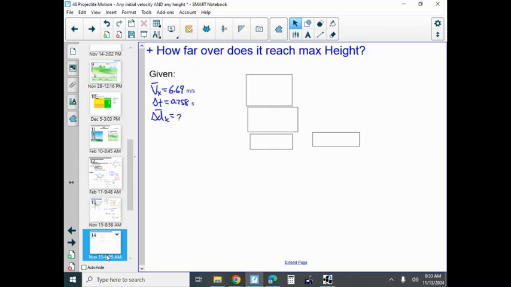Right? If we want to know how far over it was when it reached maximum height, well, now it's just a uniform velocity, right? You have to recognize that this is uniform velocity. There's no acceleration.